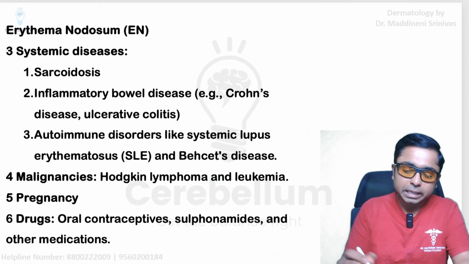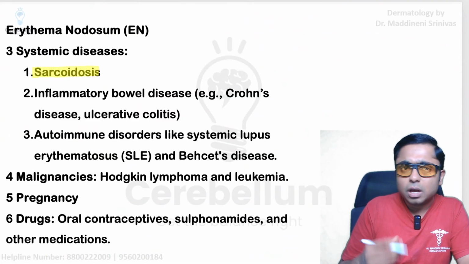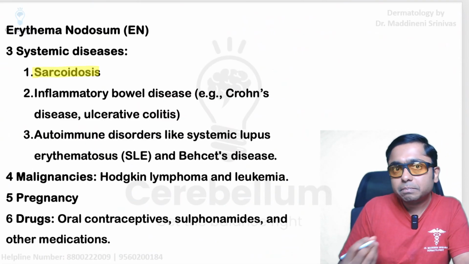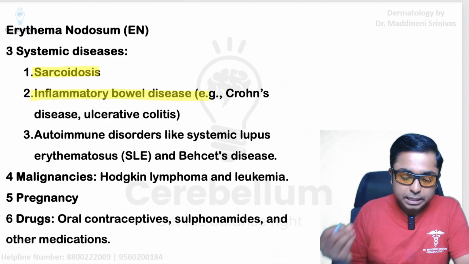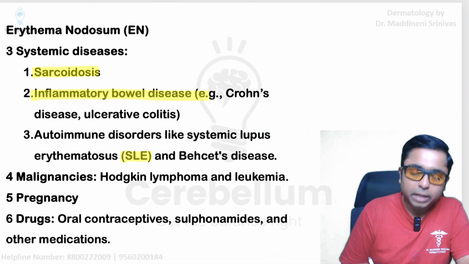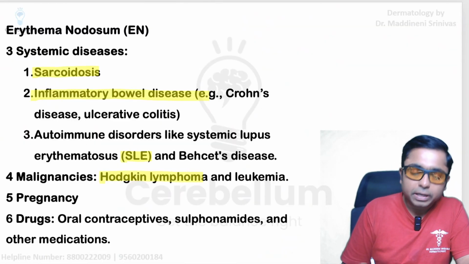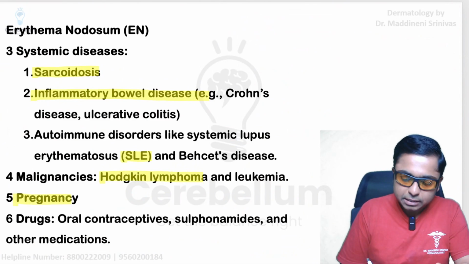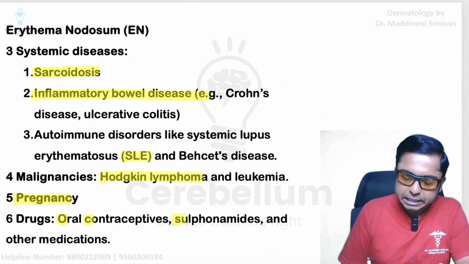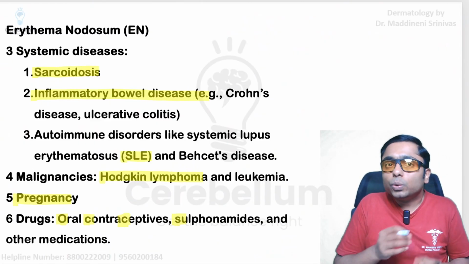And systemic diseases are also there, which you can remember as sarcoidosis. You might remember it as a multi-system disease. Okay, and inflammatory bowel disease, Crohn's disease, ulcerative colitis, and it can also be associated with systemic lupus erythematosus and certain malignancies like Hodgkin's lymphoma, pregnancy, and certain medications like oral contraceptive pills. Okay, these are the important causes which you need to remember related to erythema nodosum.